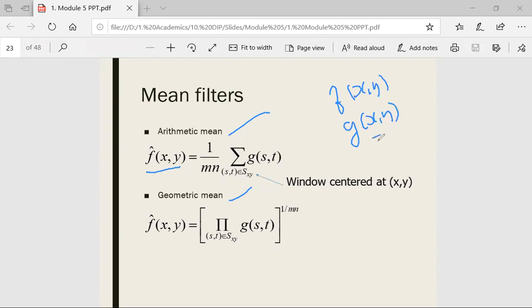For the transformed image you're going to add the noise. When you do that, you get f cap of x comma y, that is the restored image. So f cap of x comma y equals 1 by mn sigma of g of st, this is the equation used for the arithmetic mean. For the geometric mean, f cap of x comma y is the product of g of st. I have already explained that S of x comma y is a window centered.